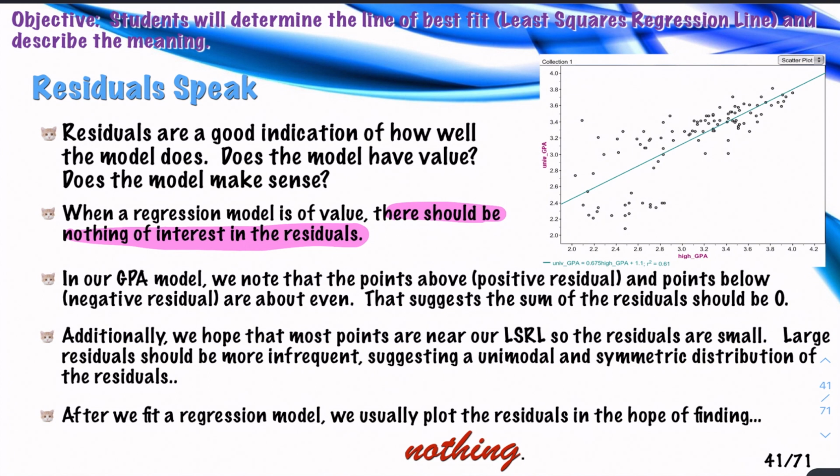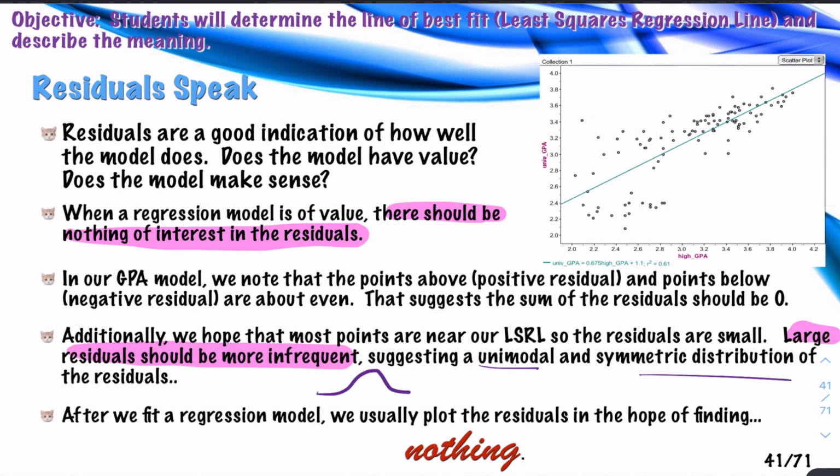So in our GPA model, we know that the points above are positive residuals and the points below are negative residuals, and they are about equal on either side, both positive and negative. And the sum of the residuals should be 0. Additionally, we hope that most points are near our least squares regression line, so the residuals are small. Large residuals should be infrequent, suggesting a unimodal and symmetric distribution. If I say unimodal and symmetric, you should be thinking normal.